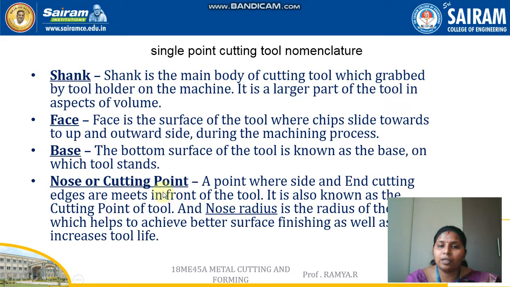And the next one is nose or cutting point. So nose is nothing but the intersection of the side cutting edge and end cutting edge, and the nose radius is the radius of the nose which helps to achieve better surface finish, as well as increases tool life. So nose radius plays a very important role. If the nose radius is of the correct value, it gives a better surface finish. If the nose radius is higher or lower than the required value, it results in poor surface finish, and it also decreases the life of the tool.